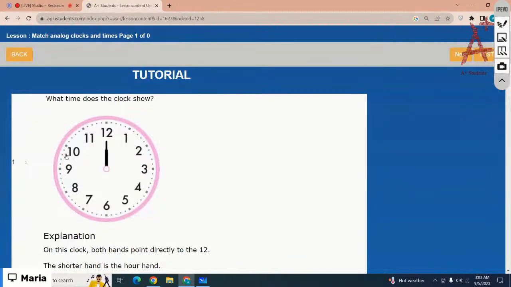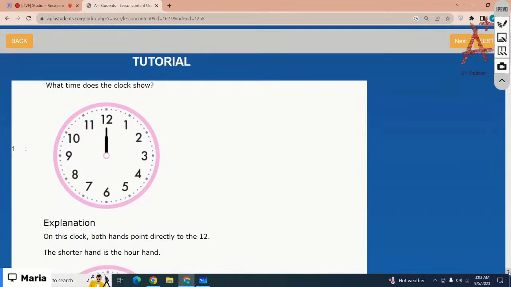So you are given a clock. You have to see what time is shown on the clock. So just look at the clock. You have two hands of the clock, right? The shorter one and the longer one. They both point directly to the 12, right?